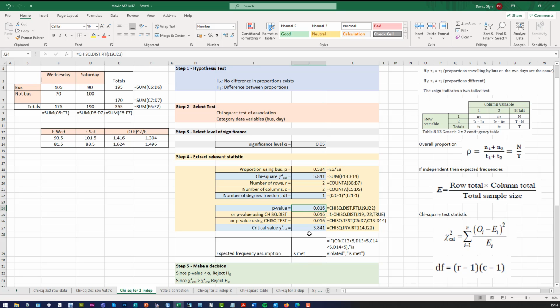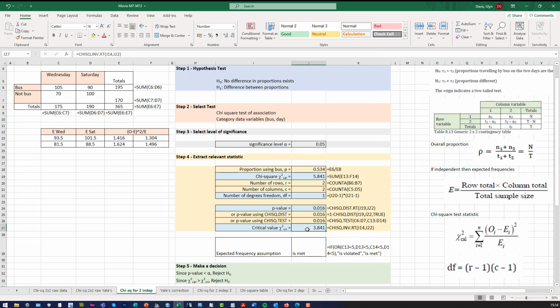Alternatively, if you want to use the critical chi-squared value, then you can. You can calculate the critical chi-squared value using the chi-squared.inv.rt Excel function. If you do that, it comes out to be 3.841. And you can see that our calculated value is greater than the critical value, so it's in the right-hand tail. So again, you would reject the null hypothesis and you would accept the alternative hypothesis.